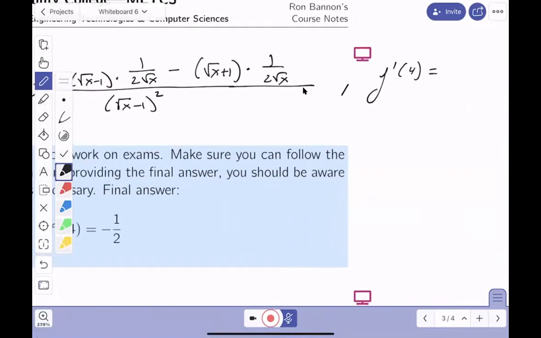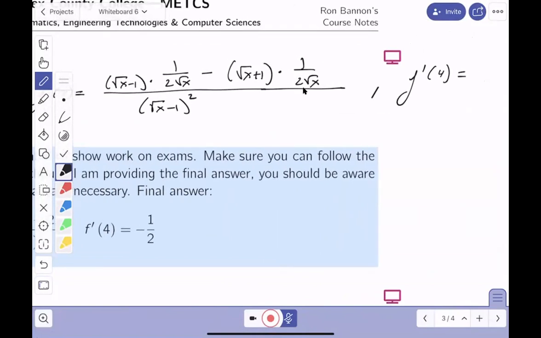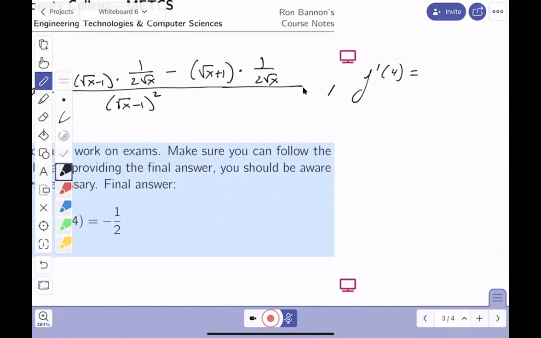All right, the way I would do that is I wouldn't do it in simple form. I'd do it in the form I got over here, because this is my final answer now. And what are you going to get? Well, on bottom, what do you get? The root of 4 is 2, and 2 minus 1 is 1, and 1 squared is 1. That was easy. Let's go to the top.